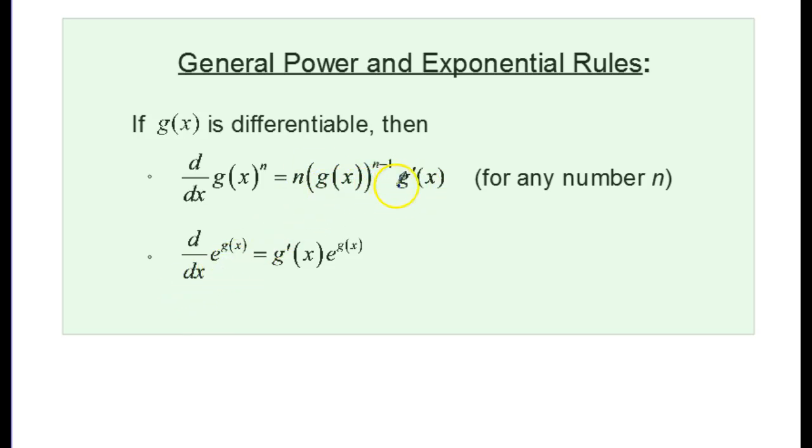And I could do this as many number of times as I need to if I have functions that are nested within each other. Now what happens if I have an exponential? Well, you'll remember that the derivative of e to the x is e to the x. And so not surprisingly, the derivative of e to the g of x will have that as a component, but we have to take the derivative of this inside function, g prime of x. So here we have the derivative of e to the g of x is equal to the derivative of the exponent, g prime of x, times e to the g of x.